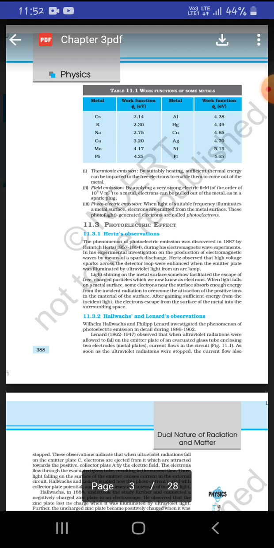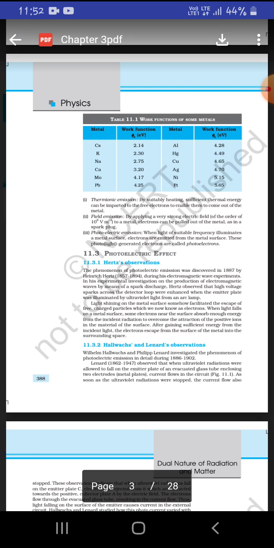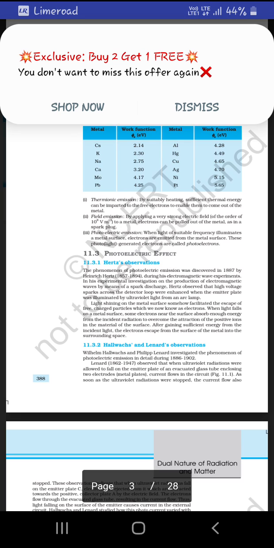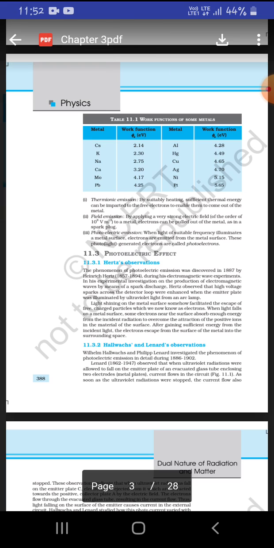When light falls on the metal surface, some electrons near the surface absorb the light energy, and after gaining sufficient energy from the incident light, the electrons escape from the surface of the metal. So after getting the sufficient light energy they need, they come out from the metal. Like this, Hertz observed the photoelectric effect. That is, when light falls on the metal, the electrons come out from it.